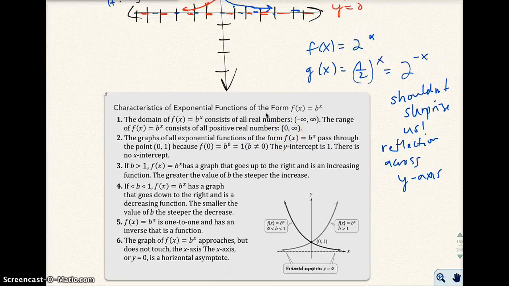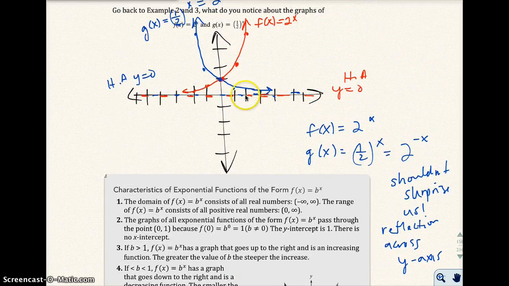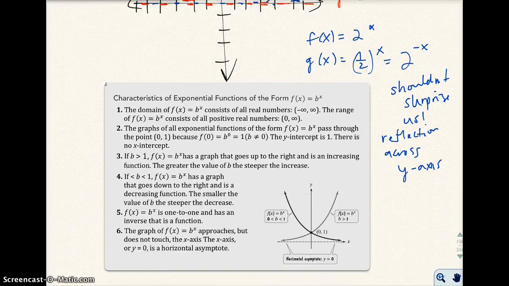You're going to notice in all the examples before, our y value never reached 0. It got closer and closer and closer to 0, but never reached 0. That's why we didn't include 0. And then it always shot up, and the y value went higher and higher and higher. So our domain and range are always going to be the same.